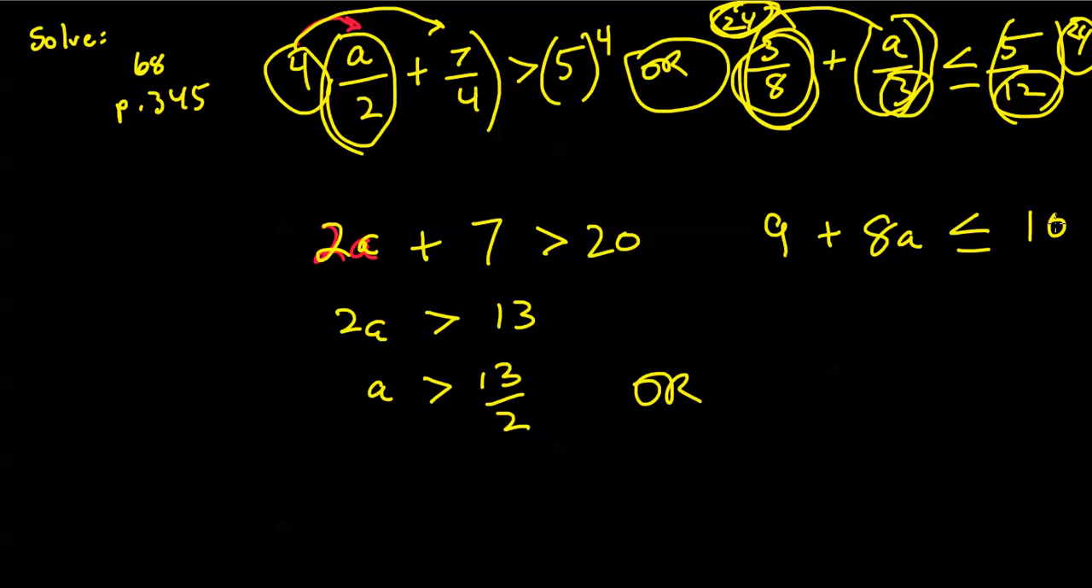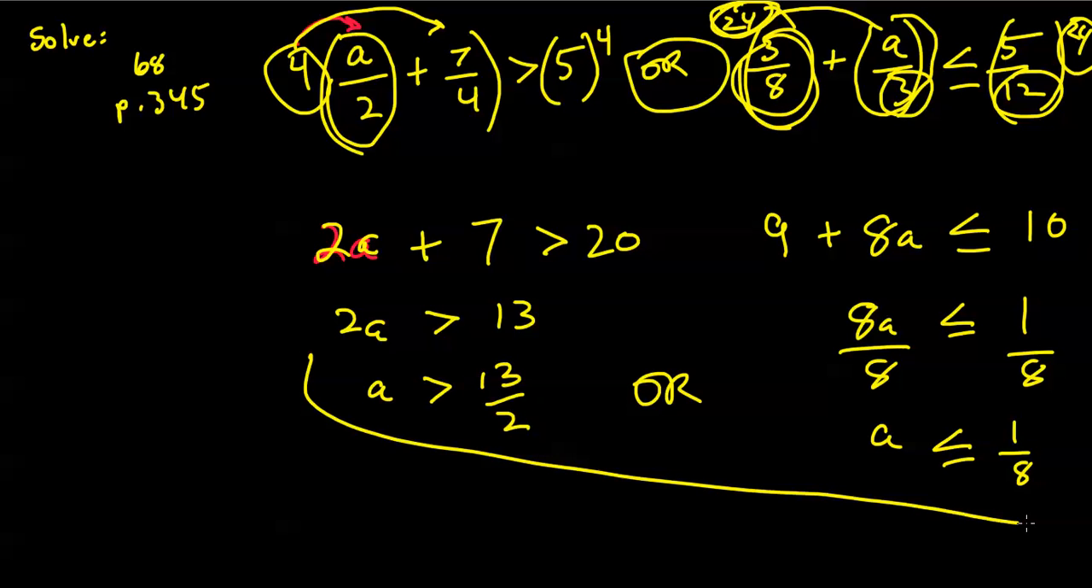Beautiful, no fractions. Equivalent statement with no fractions. Alright, here I would subtract 9 from both sides, and I'll then get 8a is less than or equal to 1. And now, of course, dividing both sides by positive 8, I'll get a is less than or equal to 1/8. Alright, so here is my solution set.